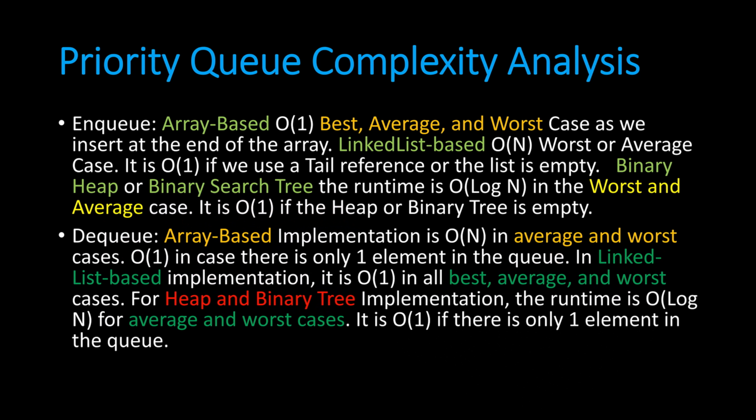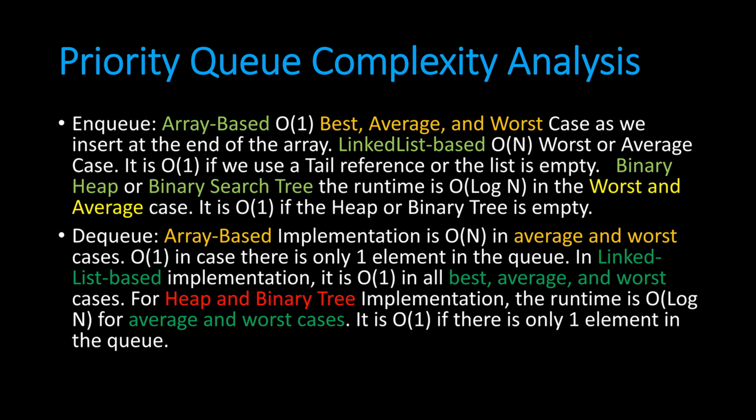Now the dequeue function. If we are implementing the priority queue using an array based implementation, the runtime will be O(n) in the average and worst case, because on every dequeue or removal from the front of the queue, we have to shift all the elements towards the left by one position. So that will cost us O(n) time, because n is the number of elements we have to shift towards the left. In case there is only one element, we do not need to shift any element, so it will result in O(1) best time.